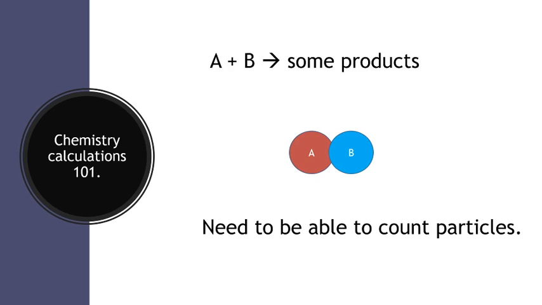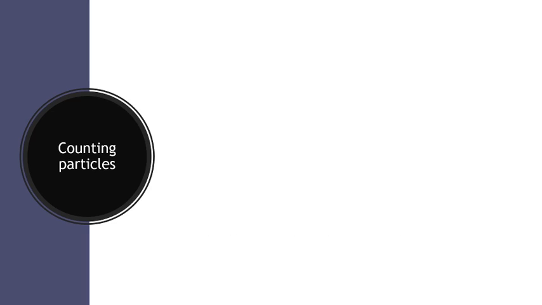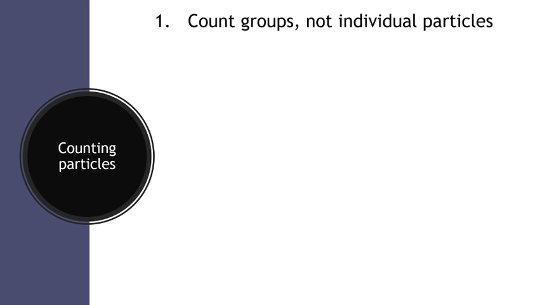So what we really need to be able to do for chemistry to work is count particles. Of course, that really isn't on. I don't think we can do that. What we can do though is count groups of particles. So we group them together.